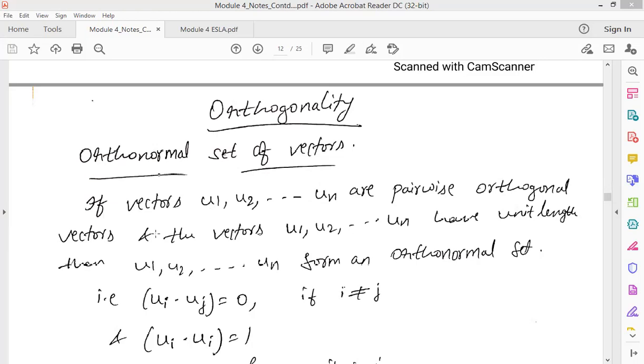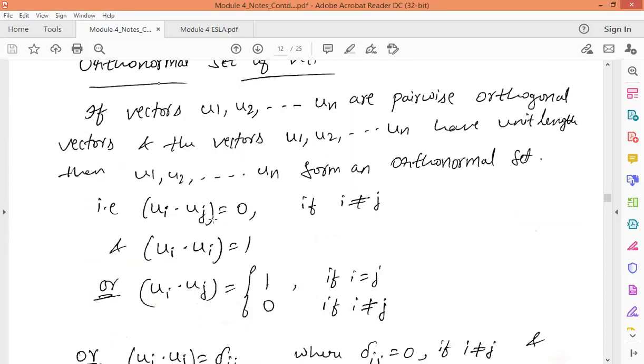Here we have considered the vectors u1, u2 up to un. Suppose they are pairwise orthogonal vectors, and they have unit length. Then we can write ui dot uj is equal to 0, that is, the dot product of two different vectors will be equal to 0, if i is not equal to j. If we take the dot product of the same vector, it will be equal to 1. Otherwise they are not orthogonal to each other; they will be parallel to each other.